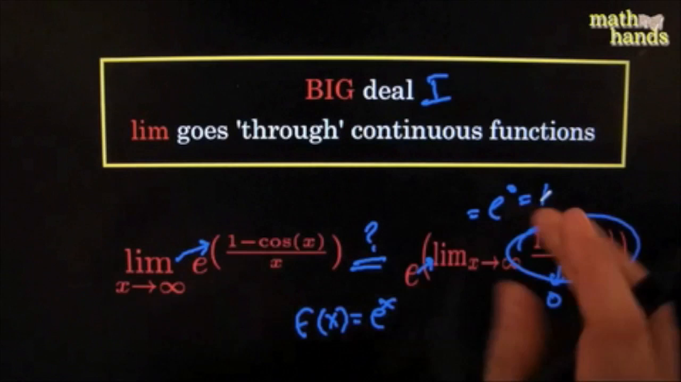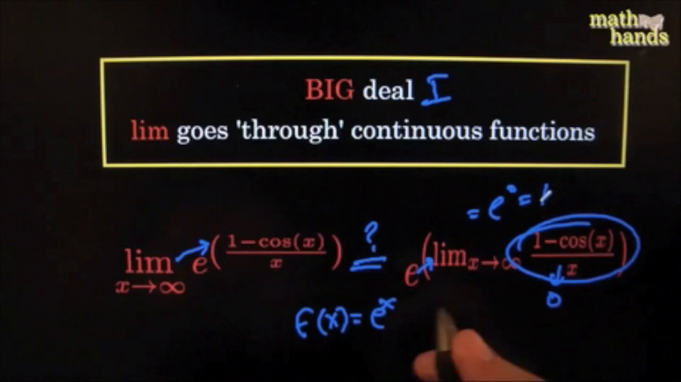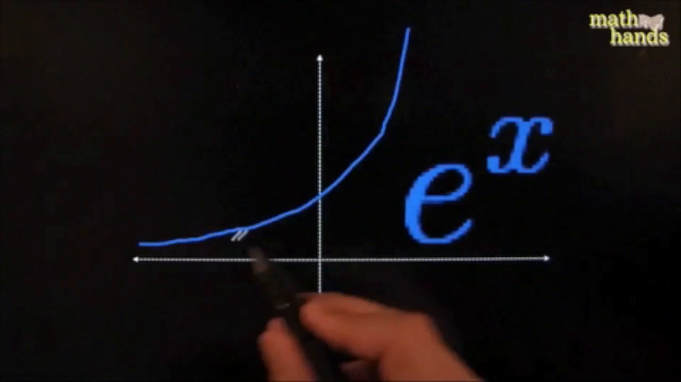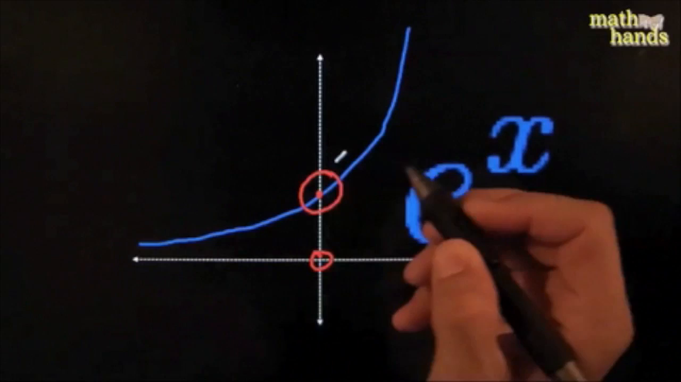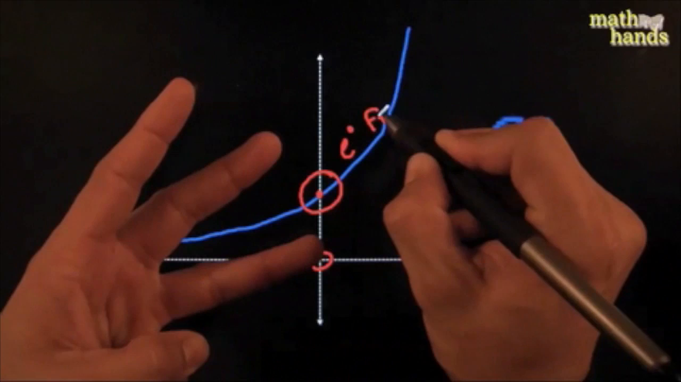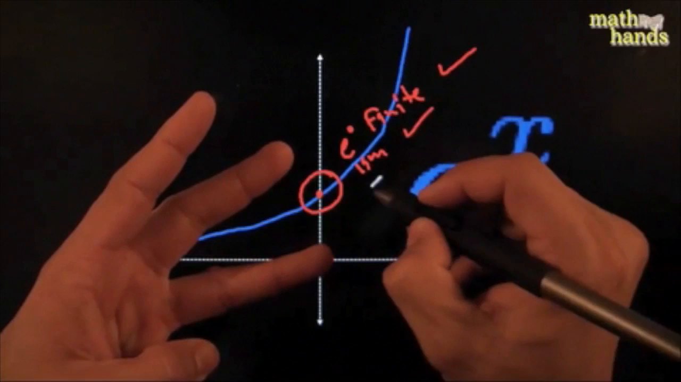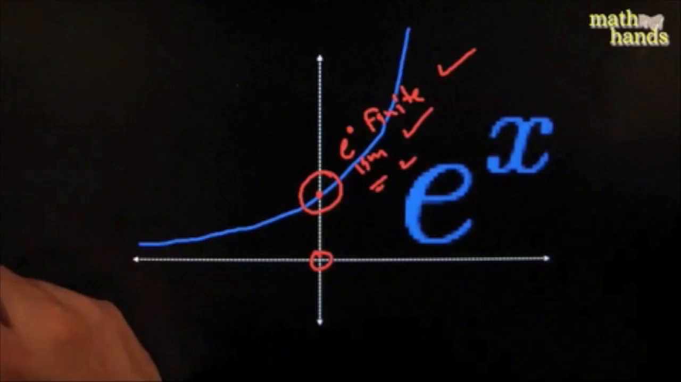But that's not so important. What I want to emphasize is the fact that you can go through it. Here's how you know if you can go through it. e to the x, and this limit is zero. This is important because now you have to look at the e to the x function and say, hey, around zero, am I continuous? And you check the three items. Is the e to the zero finite? And does it exist? Check. Does the limit exist and is finite? Check. Are they equal? Check. Okay, this e to the x is continuous at zero, therefore it's okay to put this limit through there.